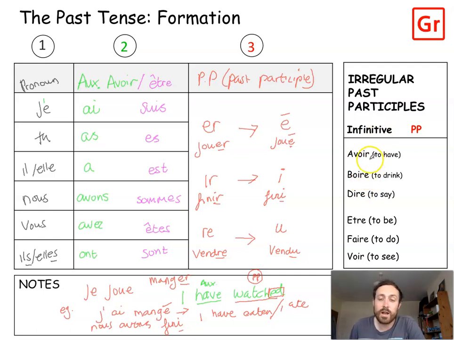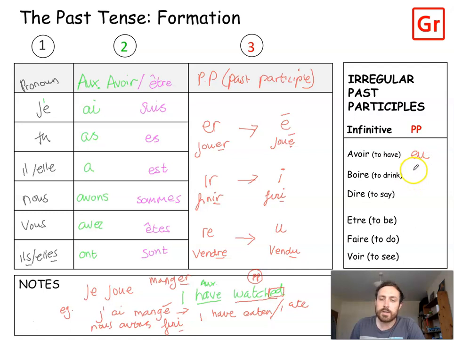They just have their own way of doing things, and we have to learn them, really. So these are a list of common verbs that are irregular, and it means that their past participle is not going to follow the normal structure. So avoir, to have, instead of taking off the IR and adding an I, it doesn't do that. That would be wrong. It actually changes to EU, like that.